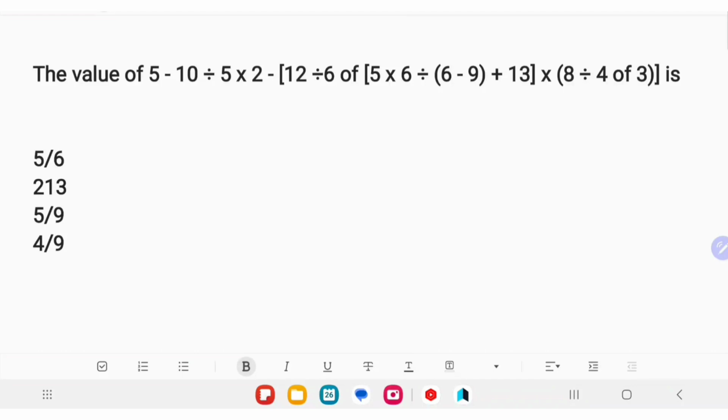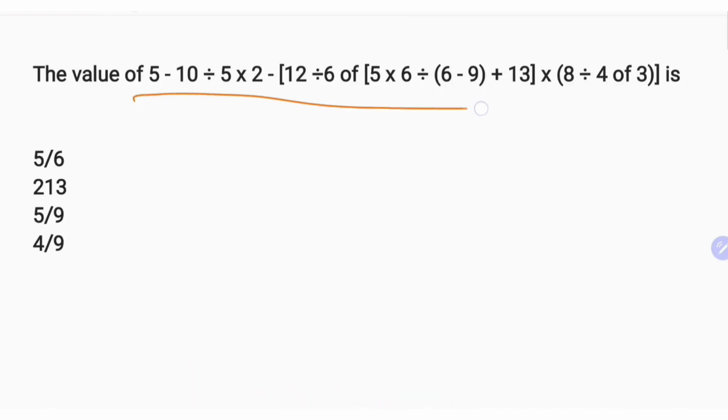The value of this expression. First of all, before solving the question, you should know the BODMAS rule: bracket, of, division, multiplication, addition and subtraction. This is the order for solving this type of question. And you must learn this BODMAS rule because in SBI Clerk preliminary, approximations or normal arithmetic calculations have 5 marks, either approximations or normal calculations. So you must learn the BODMAS rule.